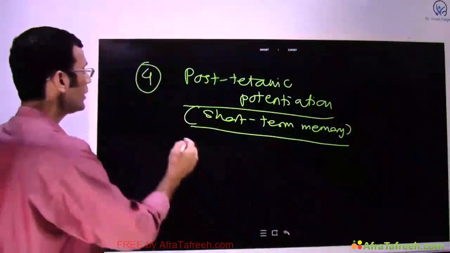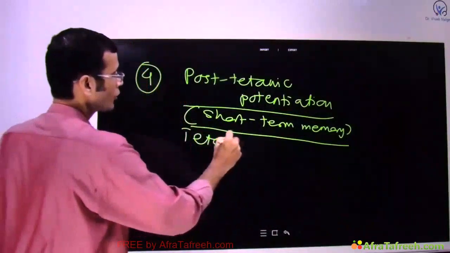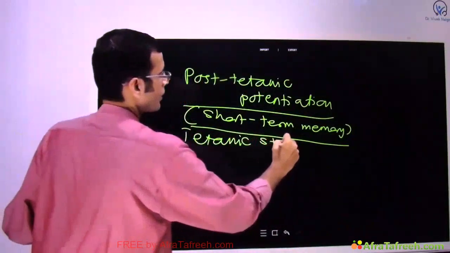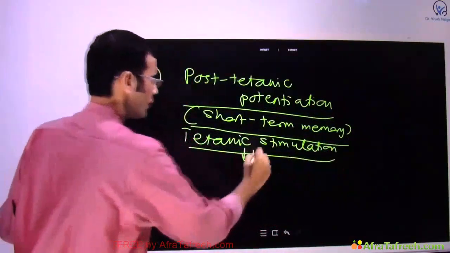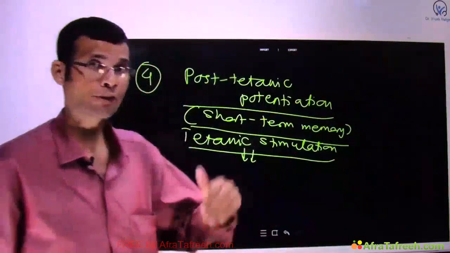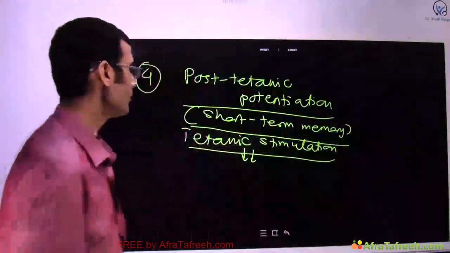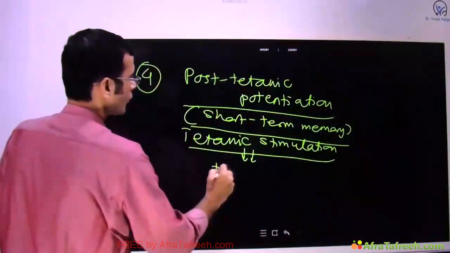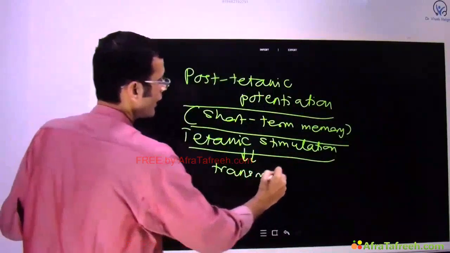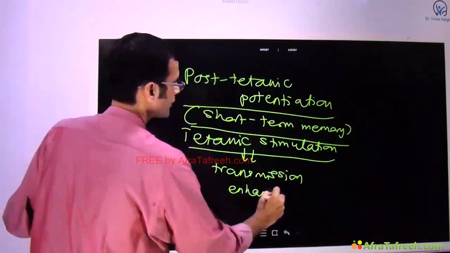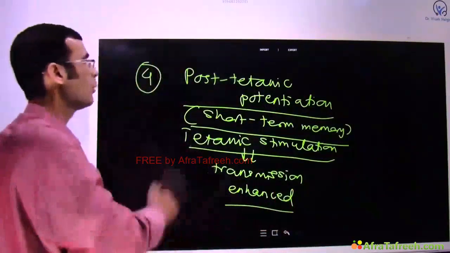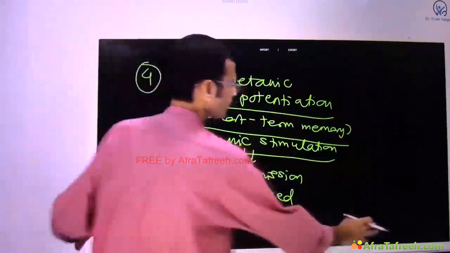What is the property? Tetanic stimulation of a synapse. High frequency stimulation for short duration. Tetanic stimulation means high frequency but short duration. Then transmission is actually enhanced for some time. Transmission enhanced for some time. That's called post-tetanic potentiation.